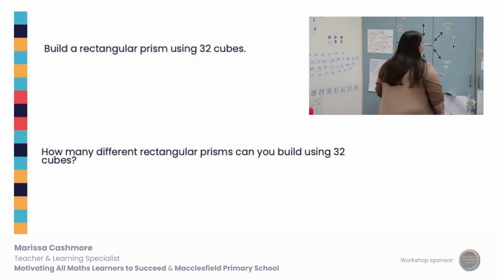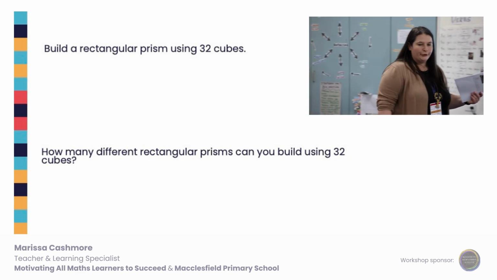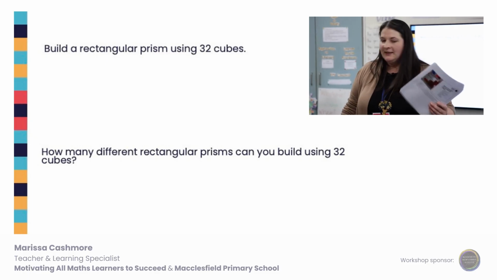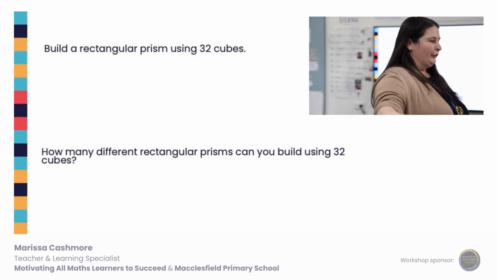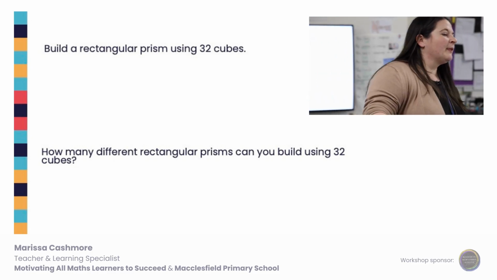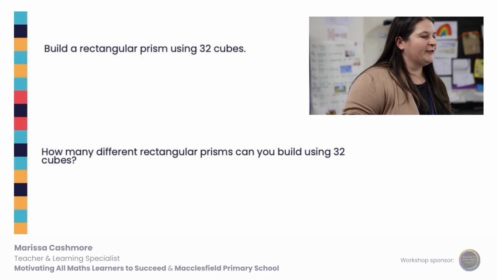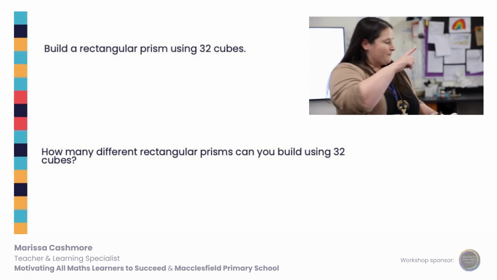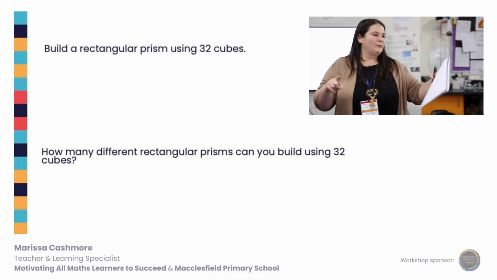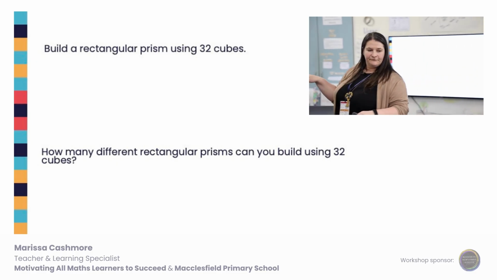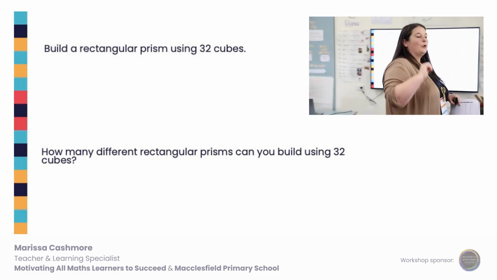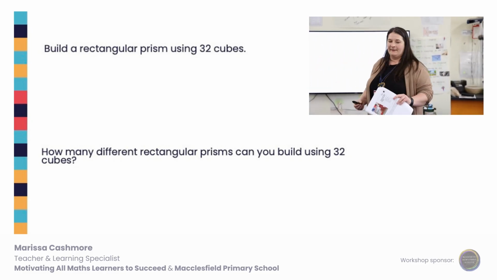And so as I walk around the room, I'm seeing, so far I've got 1, 2, 3. It's gone. Oh no, oh yeah. So 1, 2, 3, it's hidden. 1, 2, 3, 4. 4 different rectangular prisms that have been made.